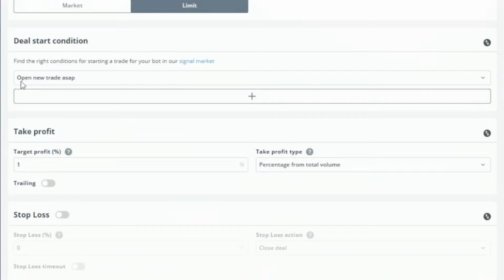TradeAlt actually uses the open new trades ASAP. When using open trades ASAP, it literally means that it's going to fire a trade one after the other as they close. As the market dips, this may not be the best way to do things, but it seems to work for him. So we're going to do that with ours.